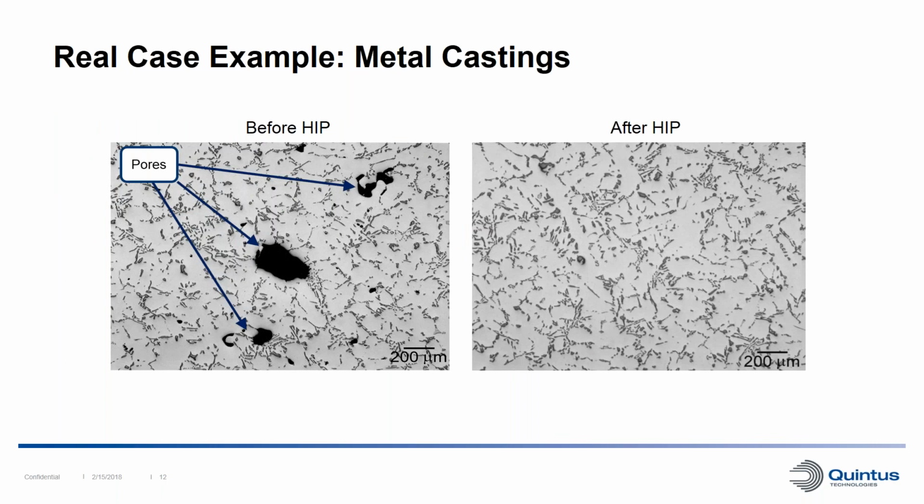Here I want to show some real case examples on the effect of hipping on densification. So here we can see micrographs of a metal casting. In this case, in metal casting, we normally see shrinkage porosity. And here we can see that the porosity ranges in size from around 50 microns to 300 microns. And as we can see in the picture to the right, we can completely eliminate this kind of porosity with the hip process.